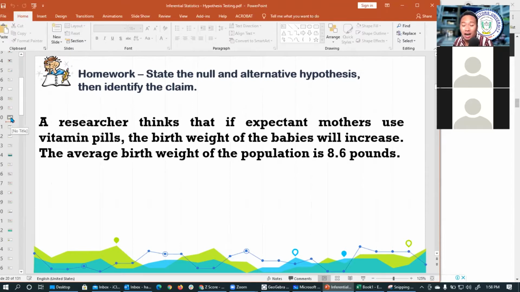This is technically not a homework, but just an exercise. A researcher thinks that if expectant mothers use vitamin pills, the birth weight of the babies will increase. The average birth weight of the population is 8.6 pounds. So I want you to state the null hypothesis and the alternative hypothesis.